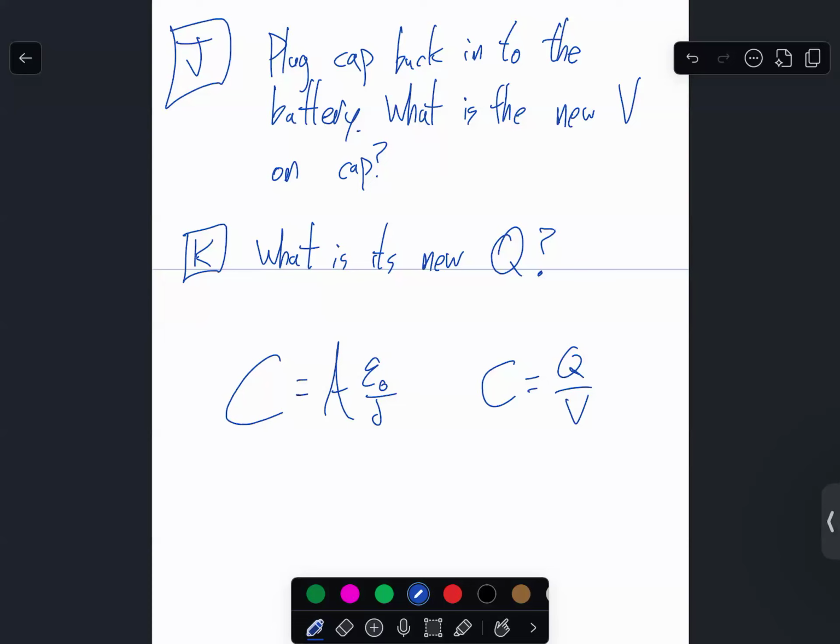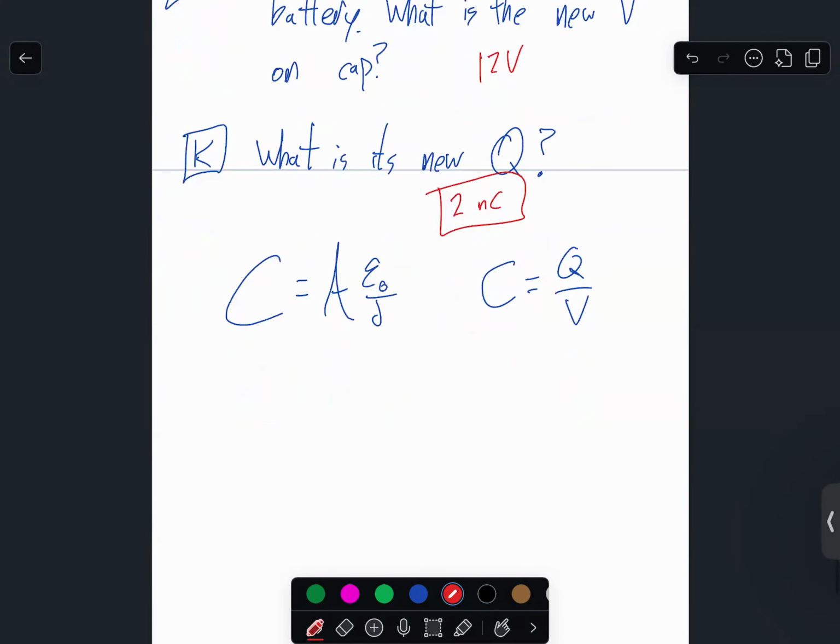Final answer would be what? 2 nanocoulombs is what I said before? 2 nanocoulombs. So question J, 12 volts. Question K, was it 2 nanocoulombs? Was it 4 before? Whatever, 4.1. So 2.1 now.